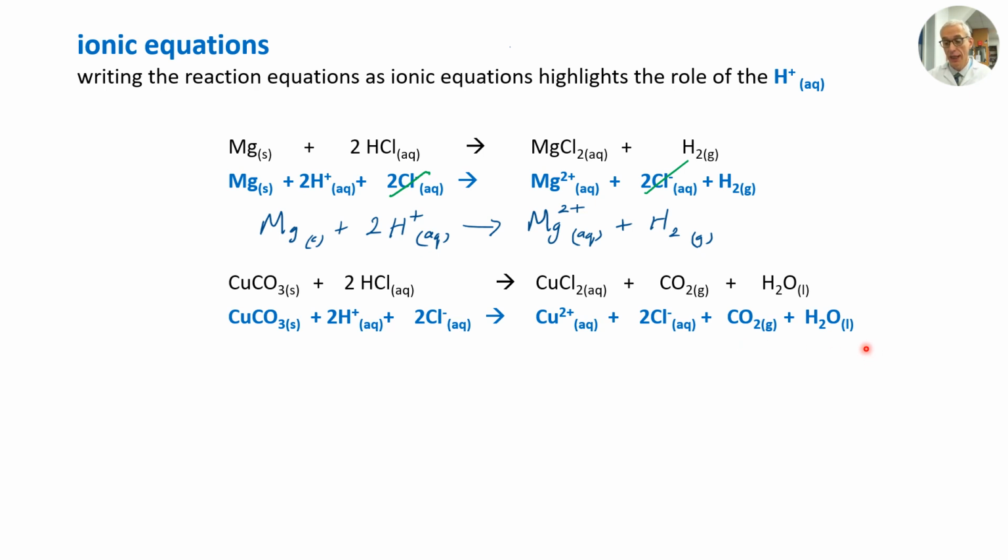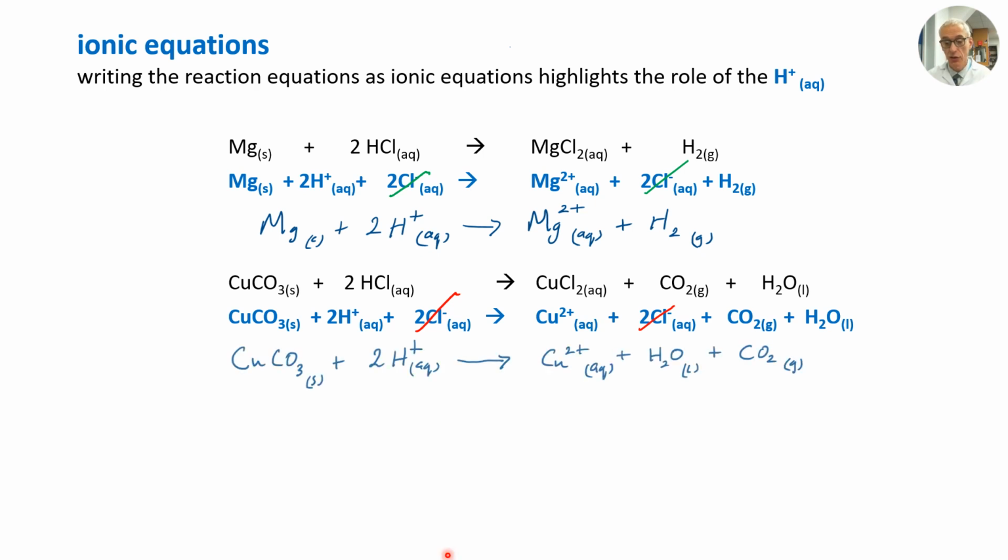However, they have changed from being hydrogen ions on the left-hand side and part of the copper carbonate. So what we want is what has actually changed. Well, the only thing that has not changed, that's exactly the same, is the chloride ions. So we can cancel those out or remove those from the equation and call them spectator ions.